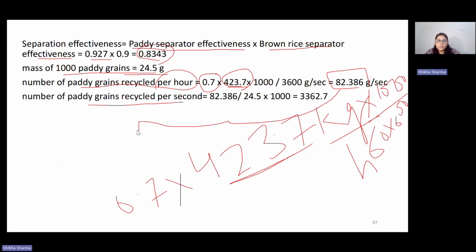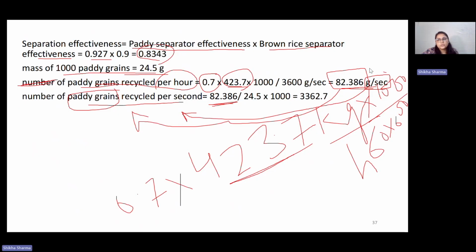Now we need to calculate the number of paddy grains recycled per second. I'm sorry, this is the amount of paddy which is recycling, and now we need to convert it into the number of grains which is recycling per second, right?